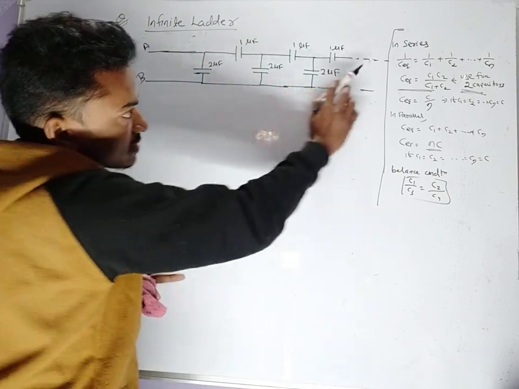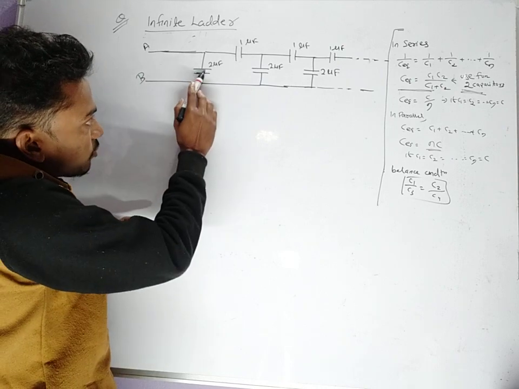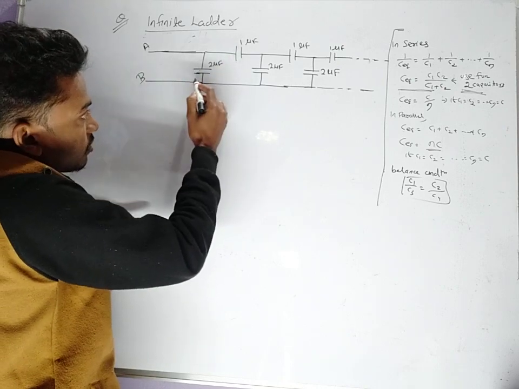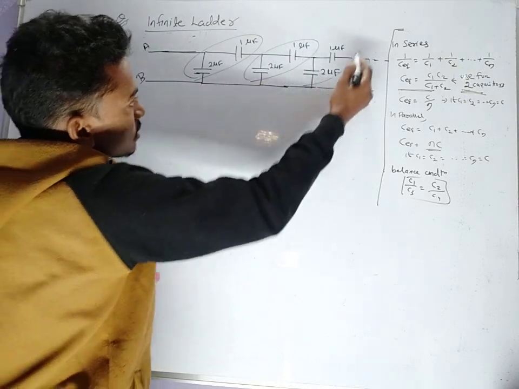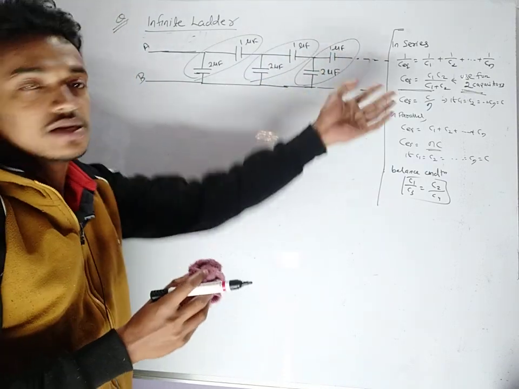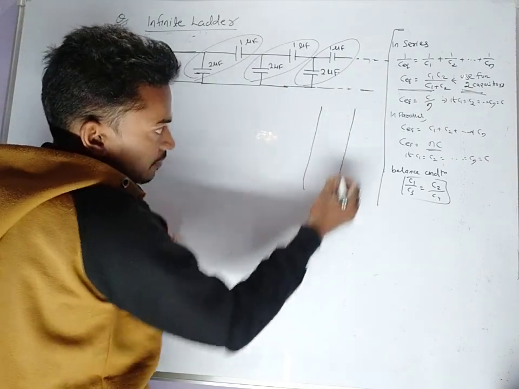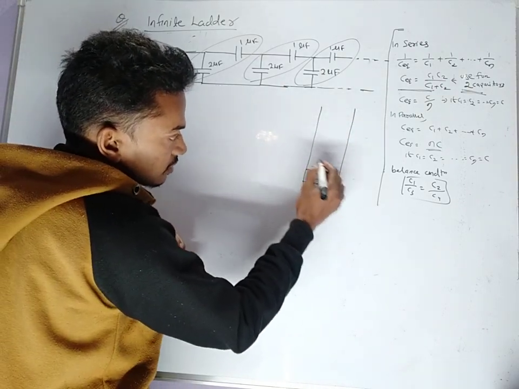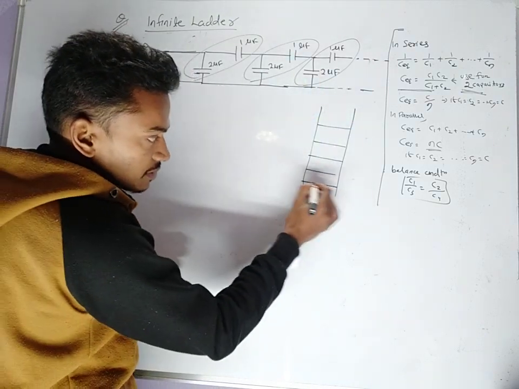This arrangement is extended up to infinity. You see this 2 microfarad and 1 microfarad combination, like this, and this combination repeats up to infinity. So this is a ladder problem. The ladder is extended up to infinity. So these are the sticks of the ladder.